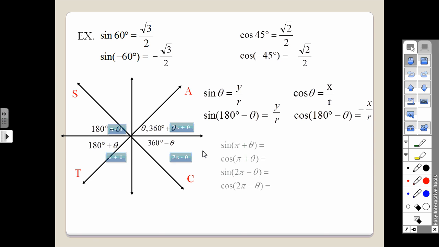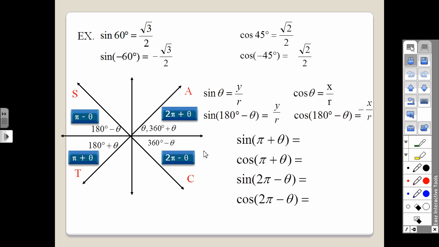Okay, so what happens if you're dealing with radians? All these examples have dealt with degrees, but we're also dealing with radians. So remember that 180 is the same as pi radians. You could just replace all of these expressions with pi or 2 pi instead of 180 and 360. So if we did the sine of pi plus theta, well, pi plus theta is 180 plus a little bit, which puts you down here into the third quadrant. So sine is negative and cosine is negative, because tangent's the only one positive.